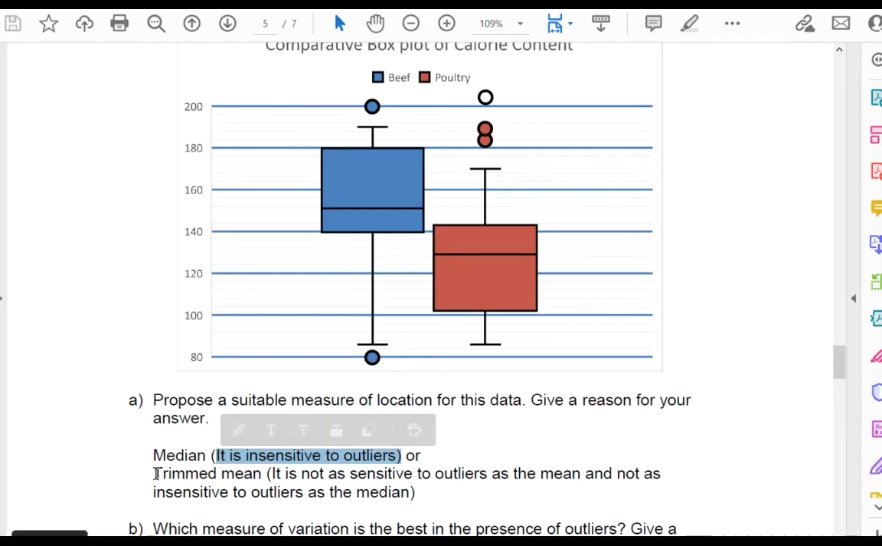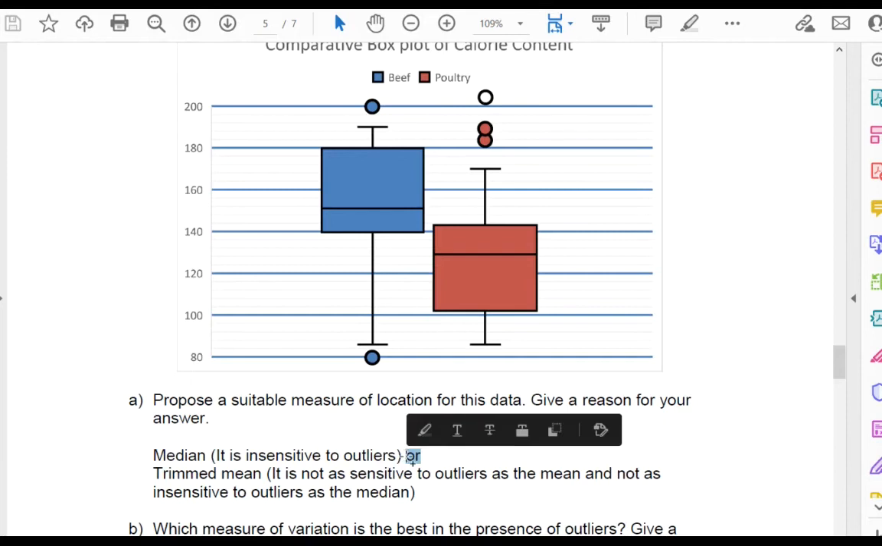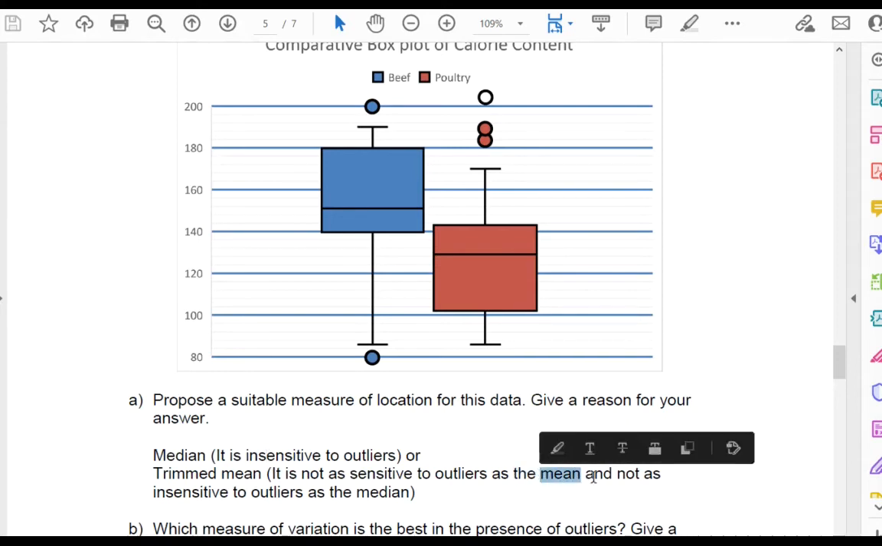And then the trimmed mean is a little bit better, okay? So whichever answer you gave me would have been fine. If you had given me the median and just said it's insensitive to outliers, you would have gotten the marks. Or if you said trimmed mean, because it's not as sensitive to outliers as the mean. Remember, the mean is the one that's most sensitive because it uses all the data. But at the same time, the trimmed mean is not as insensitive as the median.